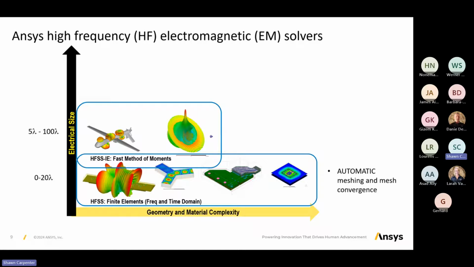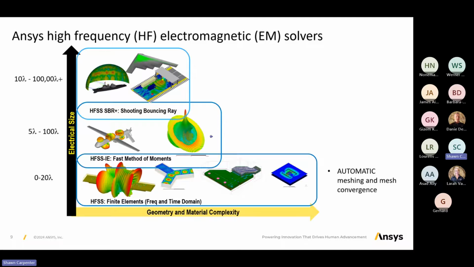So think like a VHF antenna mounted to a mid-sized aircraft. That would be around 100 to 150 wavelengths. But there are certainly problems that are much larger than that. And then we need to turn to yet another hybridization technique, where we use a shooting and bouncing rays approach with the HFSS SBR Plus solver.